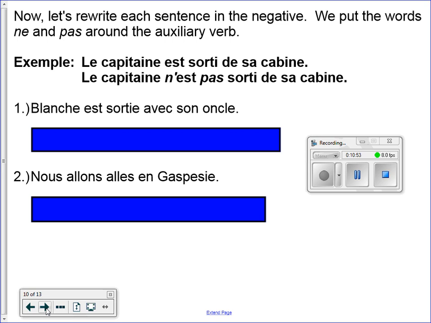Alright, now let's rewrite each sentence in the negative. So as always, we put the words ne and pas in the sentence, but we put them around the auxiliary verb. So look at the example. Le capitaine est sorti de sa cabine. We're going to put ne and pas around the conjugated form of être. So we've got le capitaine n'est pas sorti de sa cabine. So put the video on pause now so that you can rewrite these two sentences in the negative form.